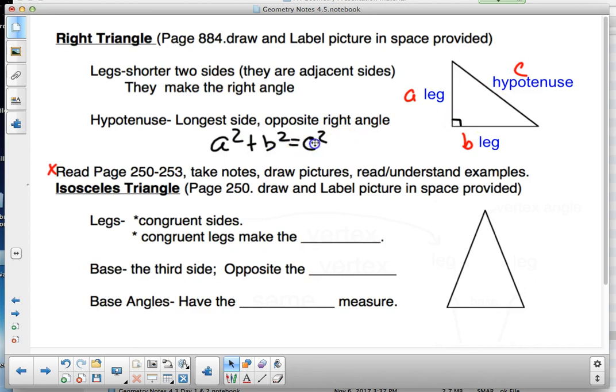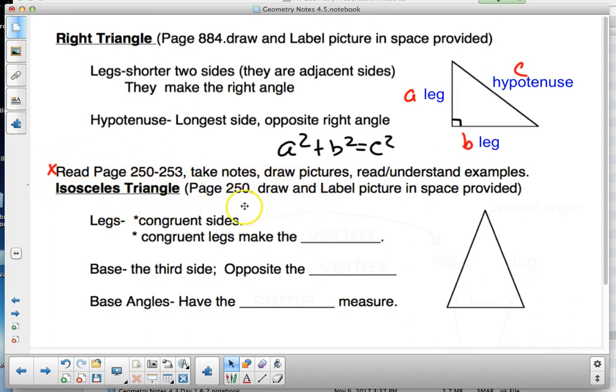We've seen this a bunch of times before. This is the Pythagorean theorem, and it works only with right triangles. But keep in mind the legs, the shorter two sides, are adjacent sides, and they make the right angle. The hypotenuse is opposite the right angle. The hypotenuse is the longest side, opposite the right angle. If you want to reread these, they're in your online textbook on page 253.